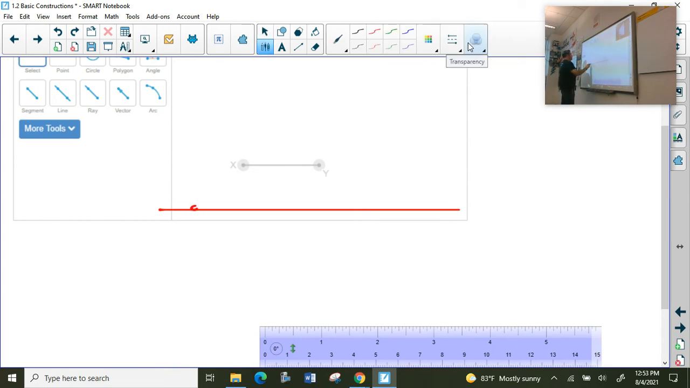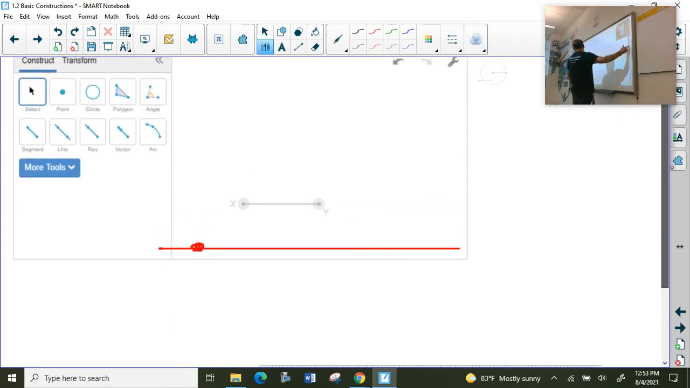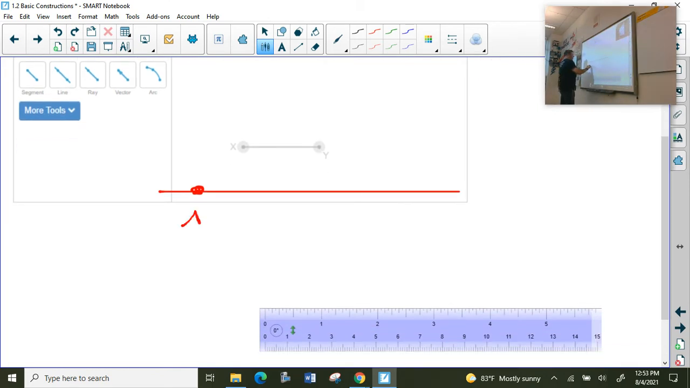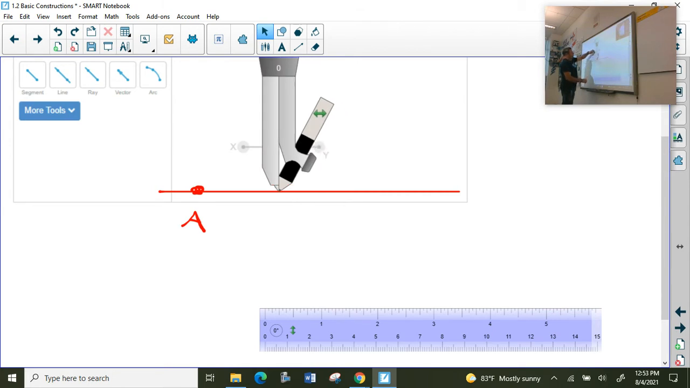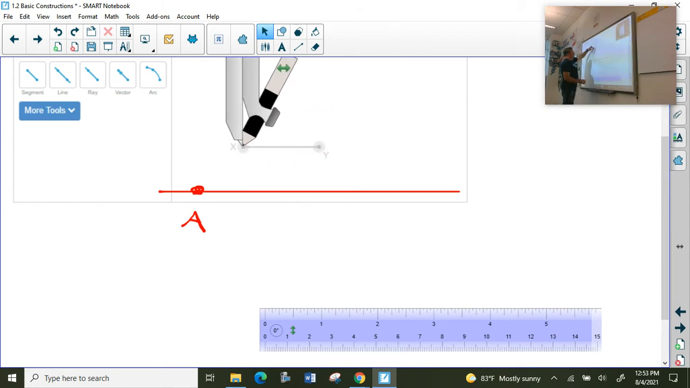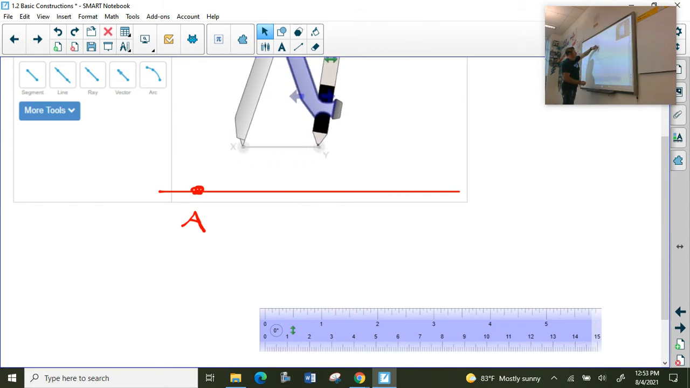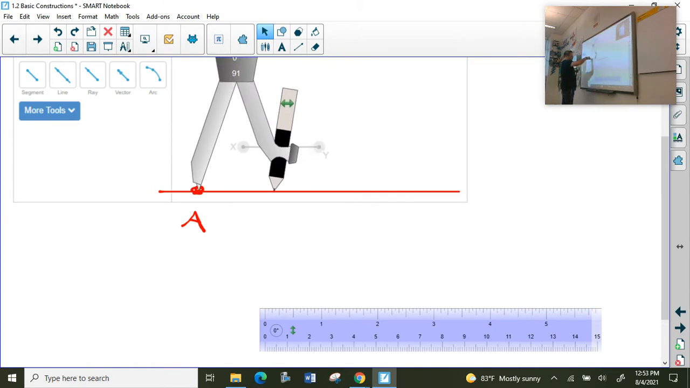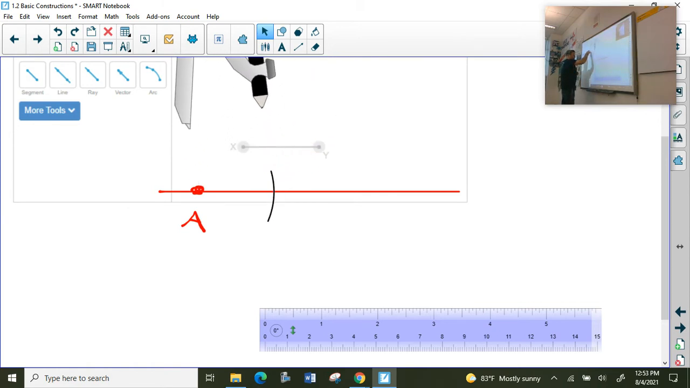You're going to mark a point here. Does it tell us what to mark it as? No. So we can name it anything we want to. Do A. You're then going to get your compass and go from the length of X, Y. I'm going to call this B. And there you go. You just copied your first segment. Great job, everyone.